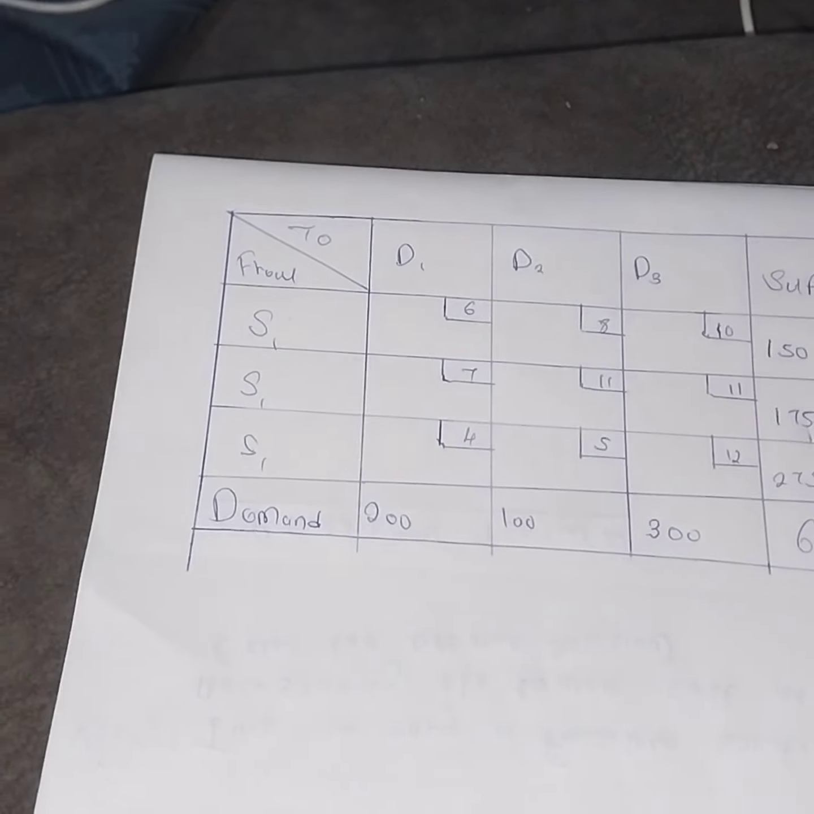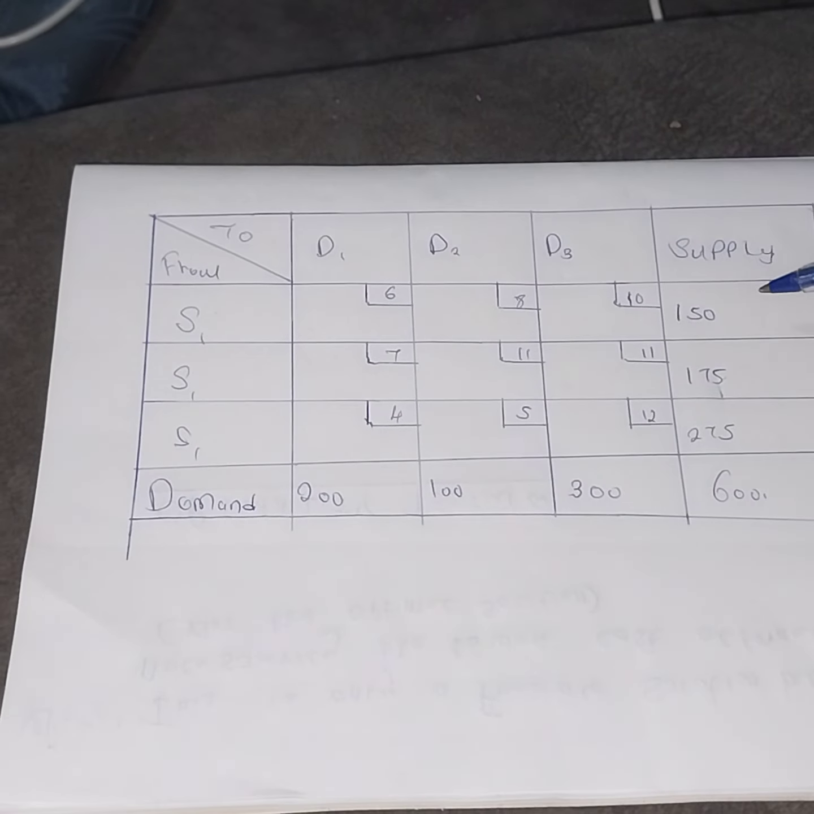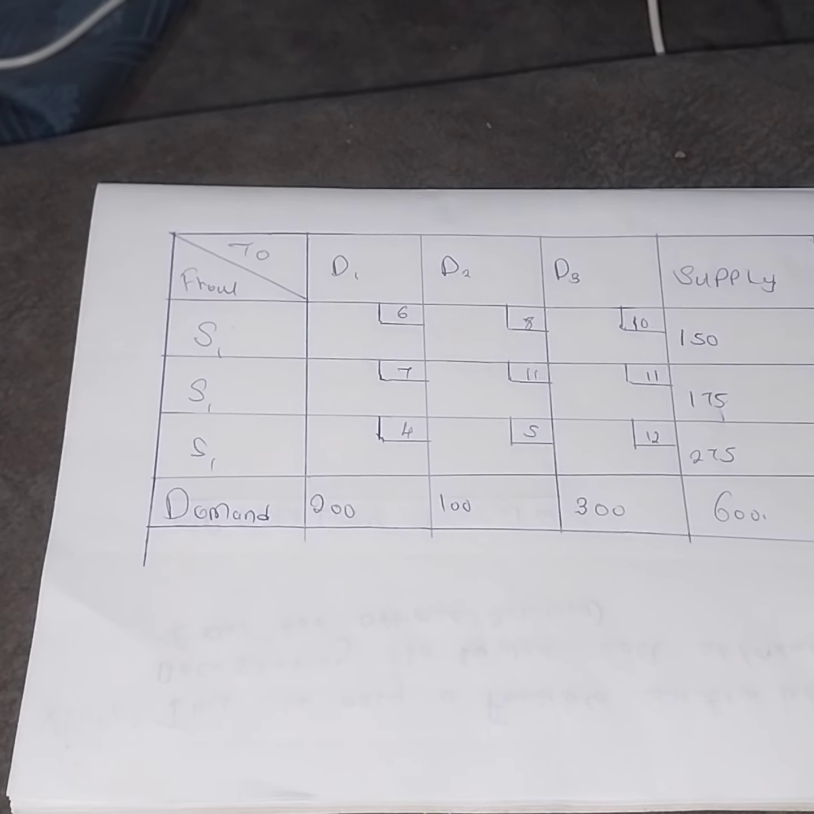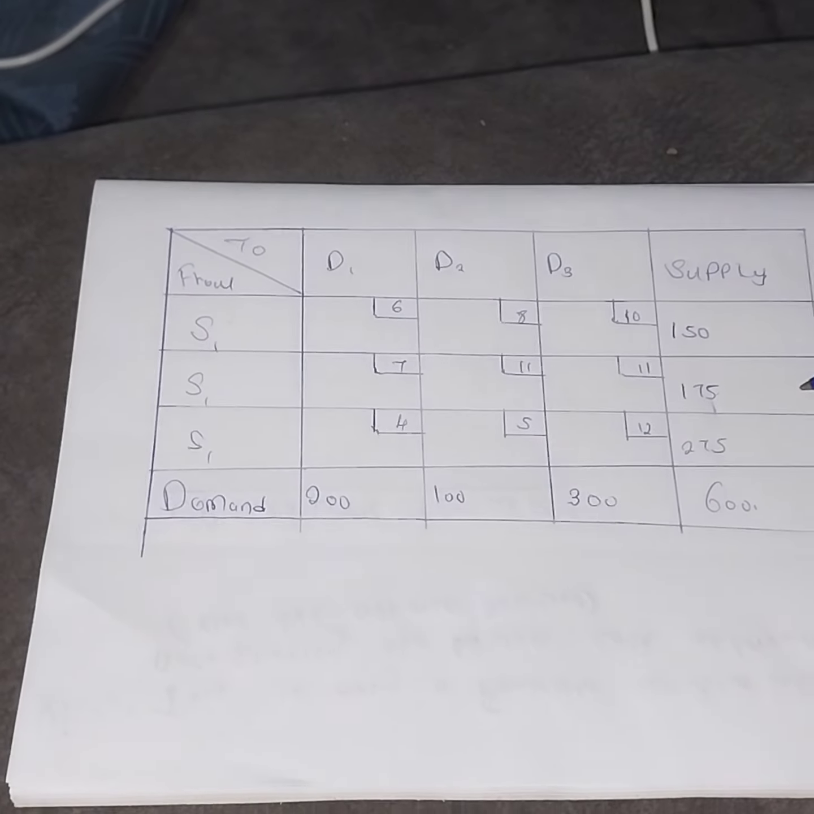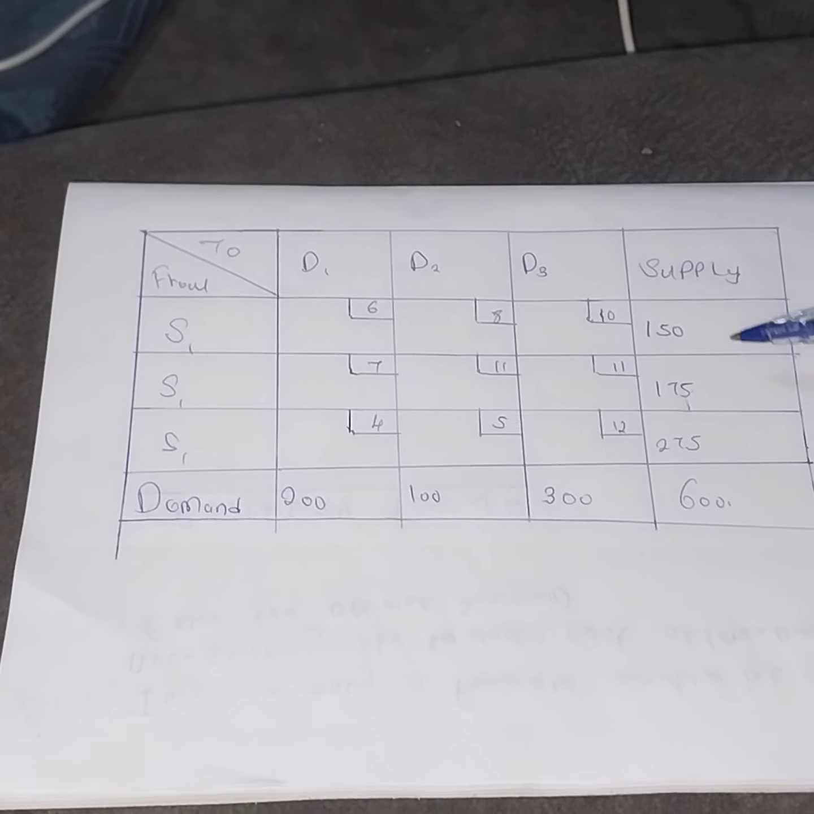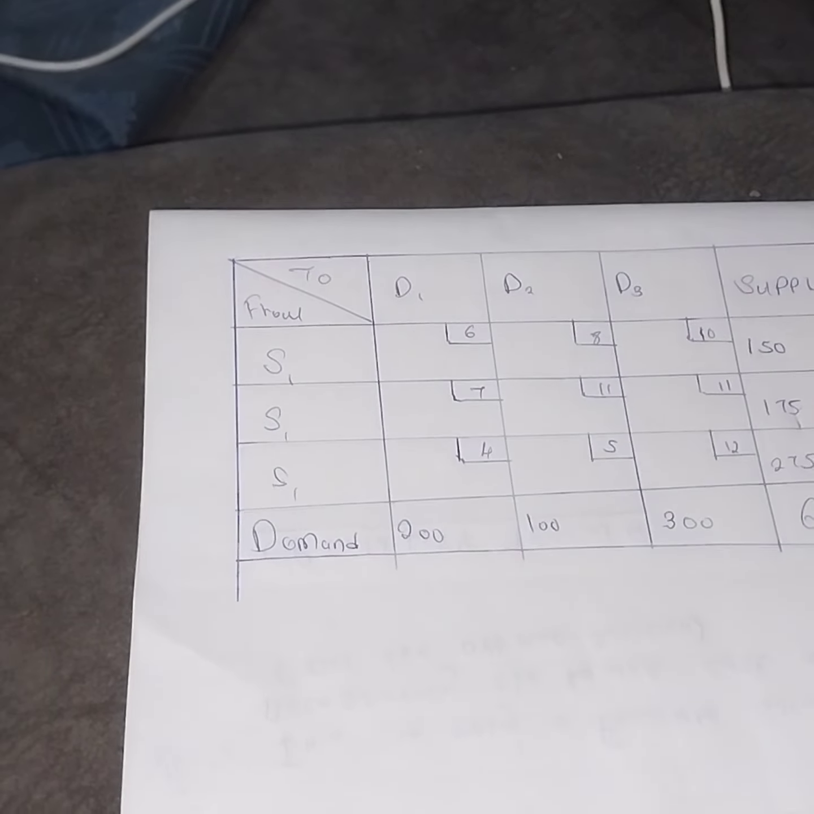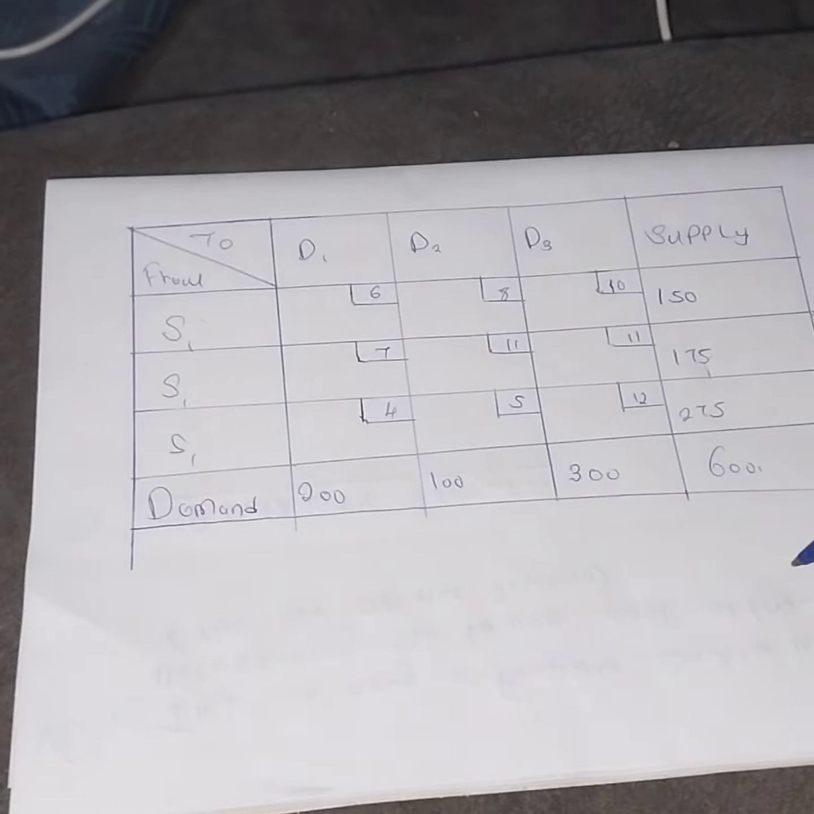As we said in the requirements, the demand and the supply must balance. If they don't balance, then we need to have a dummy column, but in our case we don't need a dummy column. So our demand and supply are balanced.